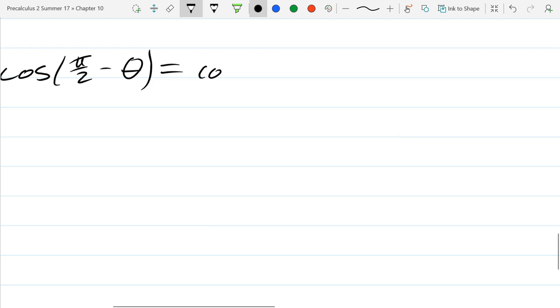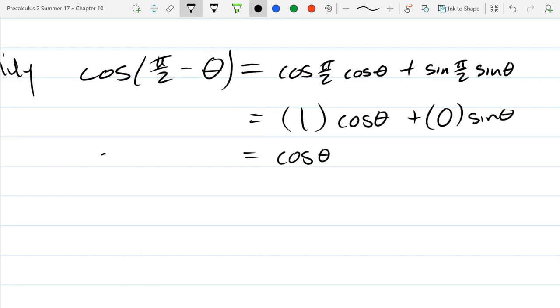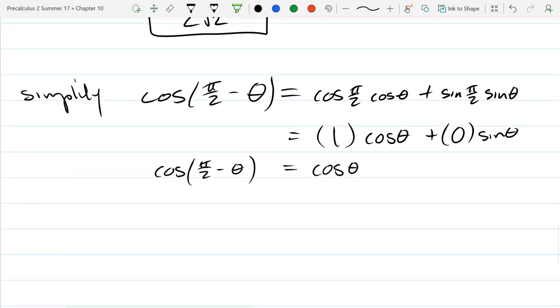So we got cos pi over 2 times cos theta plus... alright, what value is cos pi over 2? That value is 1. Don't know about theta. Sine pi over 2, that's 0. So that second term just disappears. So that is... doesn't seem right.